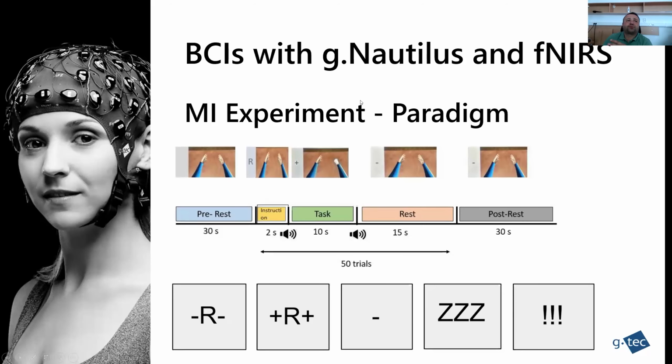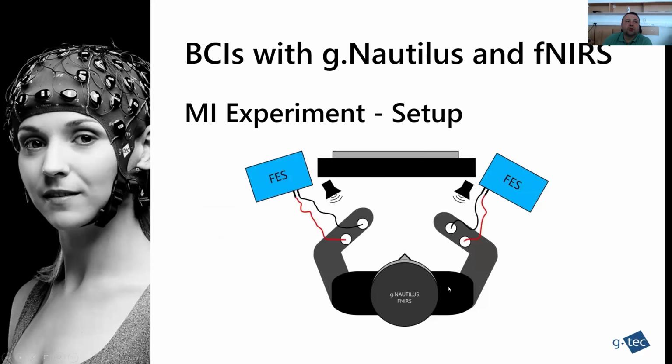Here we have a motor imagery experiment, the paradigm. Usually we have a couple of seconds for pre-resting, in this case 30 seconds. We have the instruction that stays for 2 seconds, then the task that has to be done by the user, which will last 10 seconds, and then the user has to rest. This is repeated for a number of trials, in this case 50 trials.